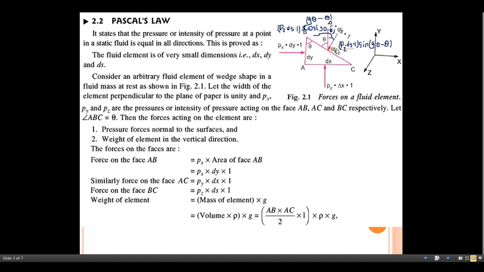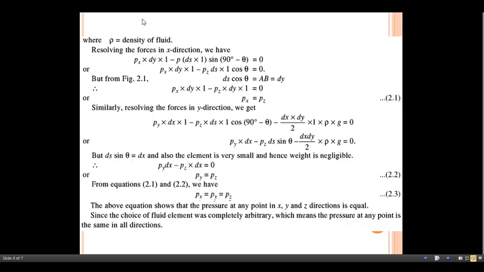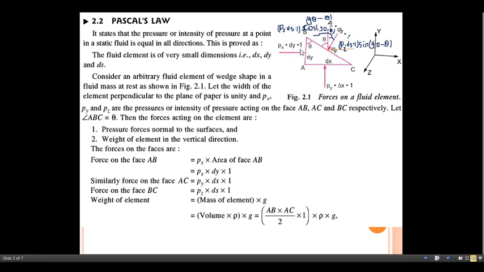The component adjacent to the theta angle is the cos component, and the remaining one is the sine component. So the horizontal component is Pz multiplied by ds multiplied by 1 into sine of 90 minus theta. The vertical component is Pz multiplied by ds multiplied by 1 into cos of 90 minus theta. For equilibrium, we equate the forces resolved in the horizontal direction with 0.